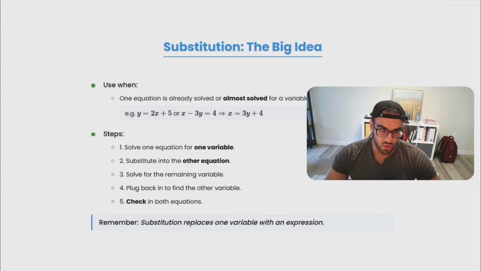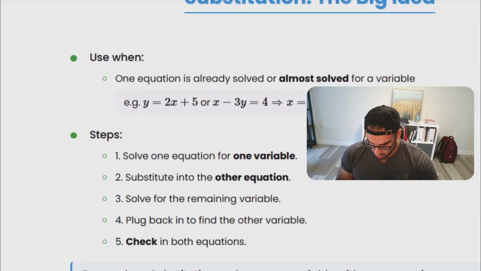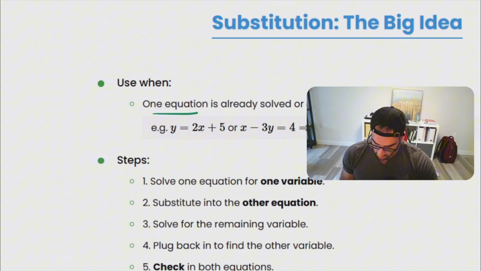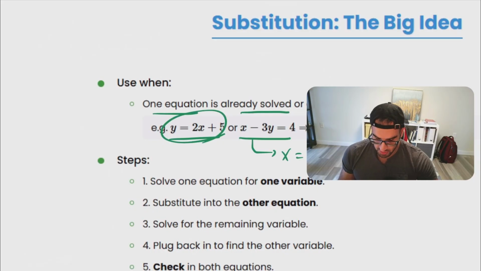Again, it's a simple one. So what you should do, as I just told you, is use one equation that is already solved or almost solved for a variable. It means that you have y equals x plus 5, and you have some kind of x minus 3y equals 4. So at this point, you can write down your x based on y. This part is easy because it's already written that way, so you don't have to worry about it.